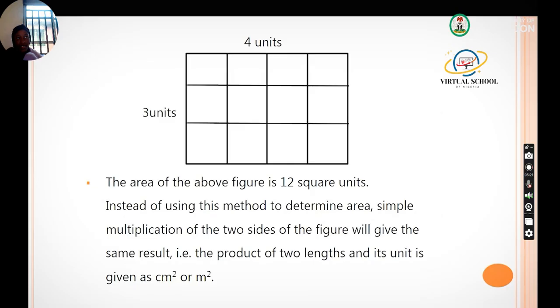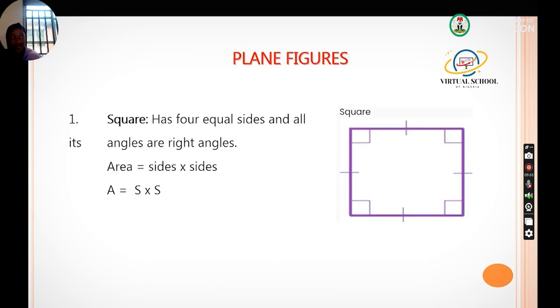So you have to include the units of graduation, or the unit of measurement, in the area gotten, or the product of the area you got for your plane figure. Now, the first plane figure we are going to examine here is the square. A square has 4 equal sides and all its angles are right angles.